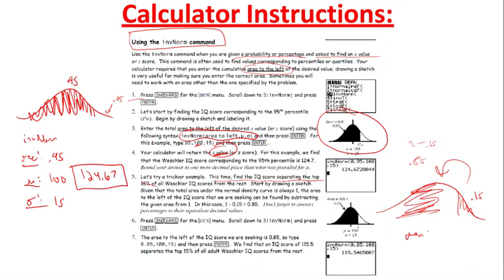So your area is just going to change to 0.85. And your mean and your standard deviation will be the same. So go ahead and do that. Inverse norm, 0.85. Keep your mean and standard deviation. And we get 115.54. So if your IQ score is above 115, well, you're in the top 15%, or the 85th percentile. I know that wording's a little bit confusing, but there we go.